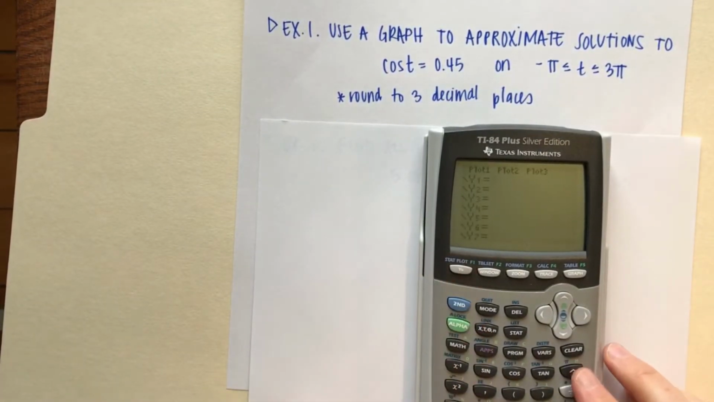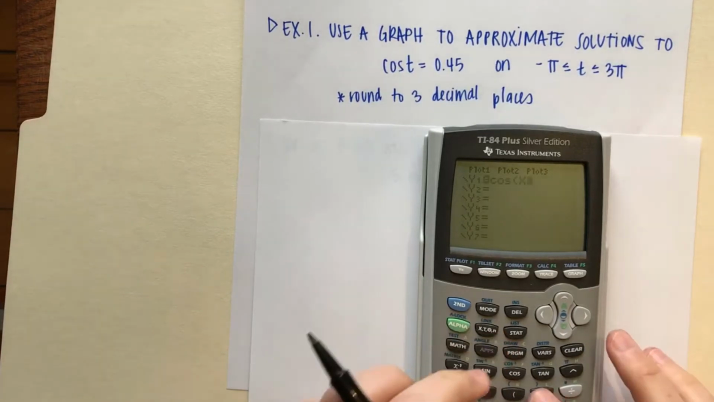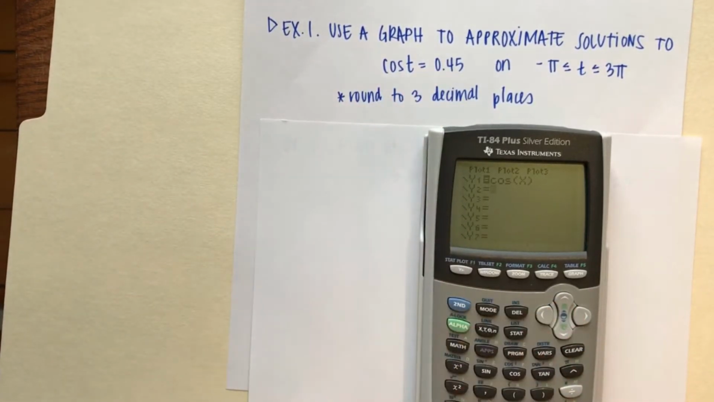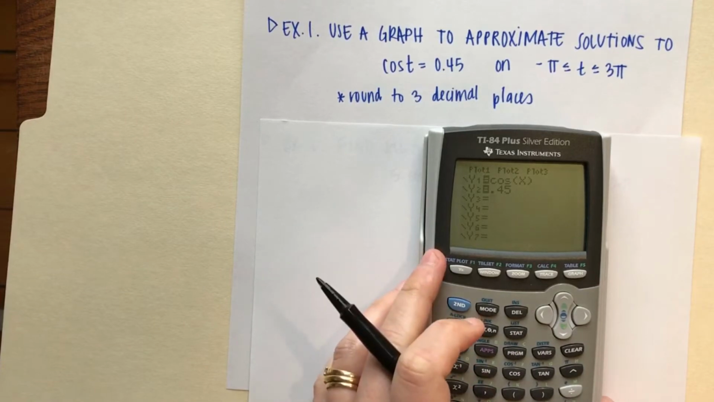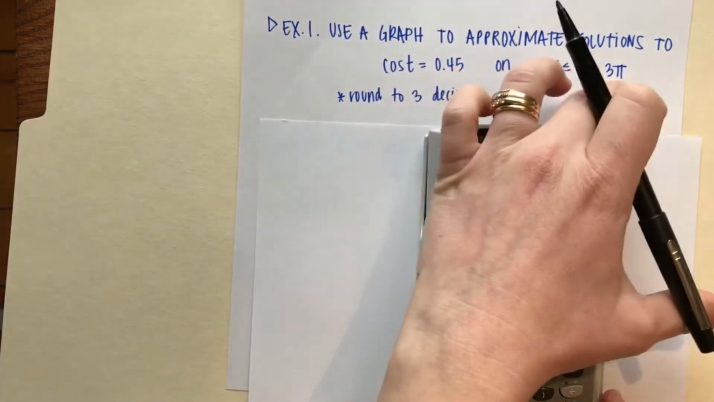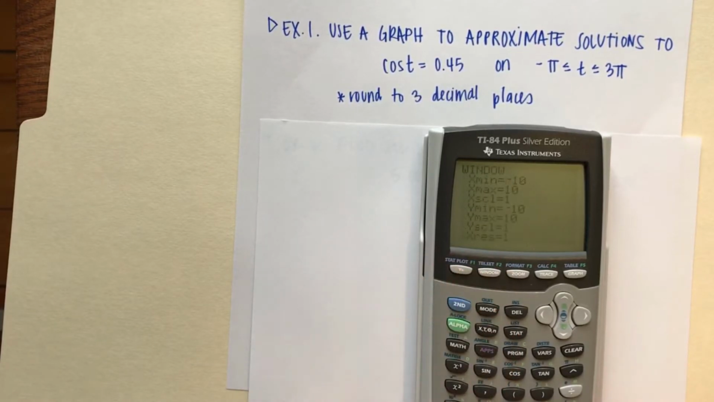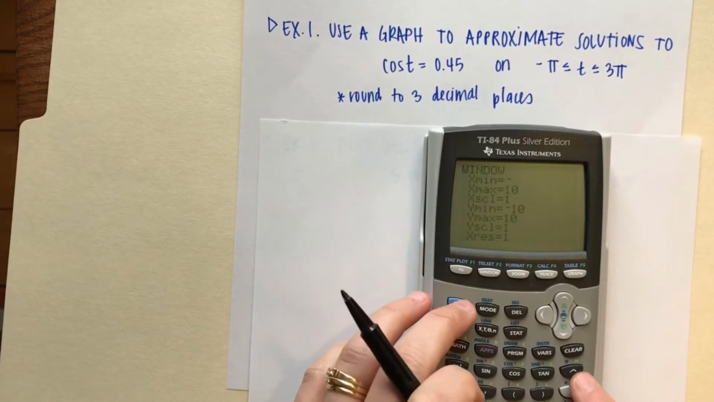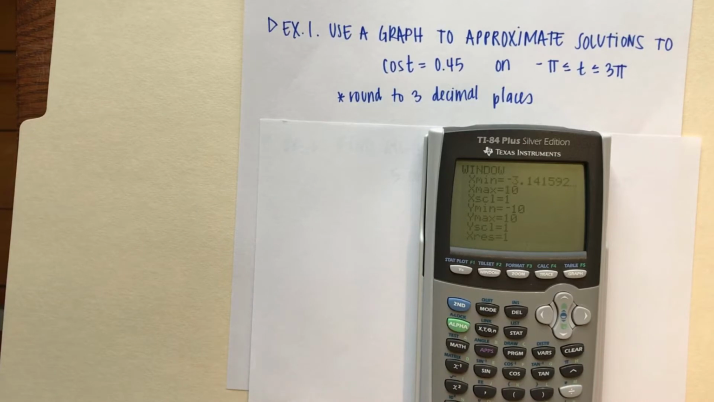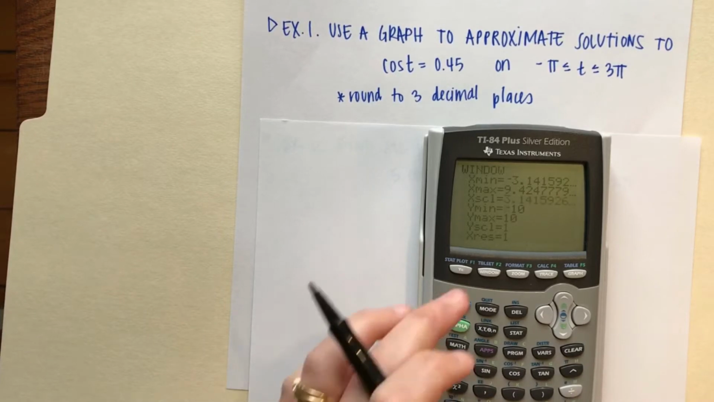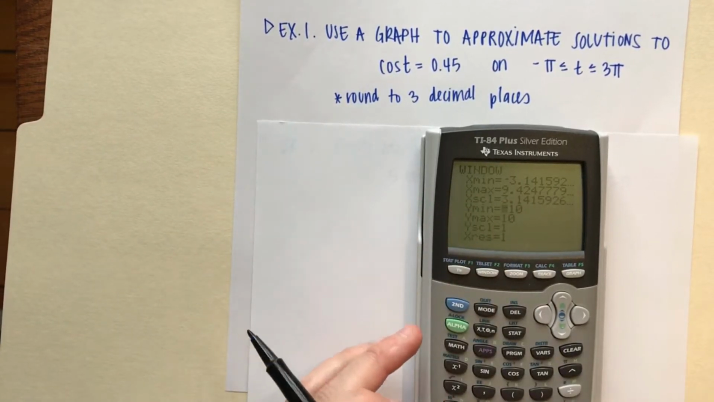On our y equals menu, we have cosine of x. We also have it equal to 0.45. And we're looking for the x values between negative pi and 3 pi. So I'm going to set my window to be negative pi to 3 pi. I'm going to go every pi as my iteration on the x-axis.